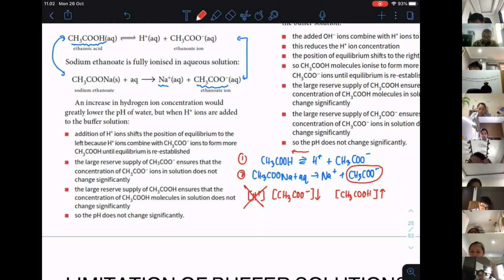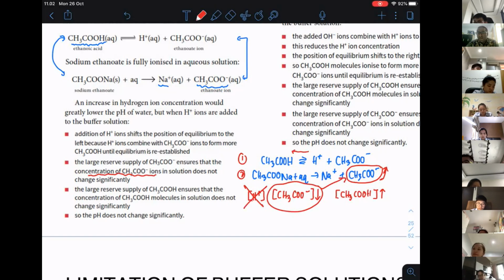Why is there no significant change? Because of the large concentration of these ions from here, whatever is changed related to this ion will be compensated by this concentration. It means just imagine there's too much of CH3COO minus. A small decrease will not actually give you a significant decrease over that.